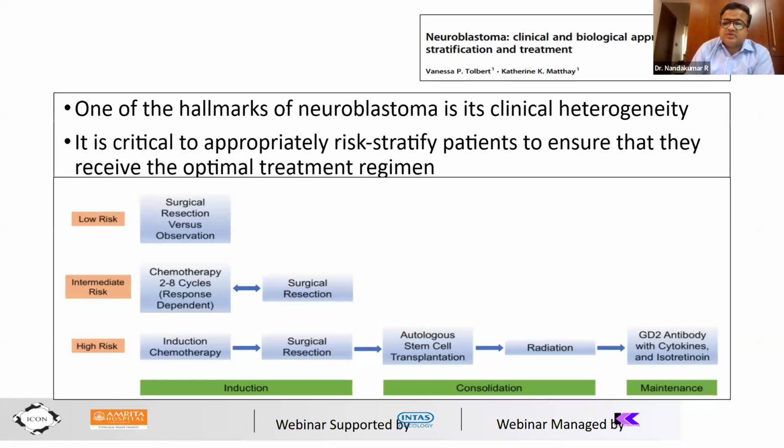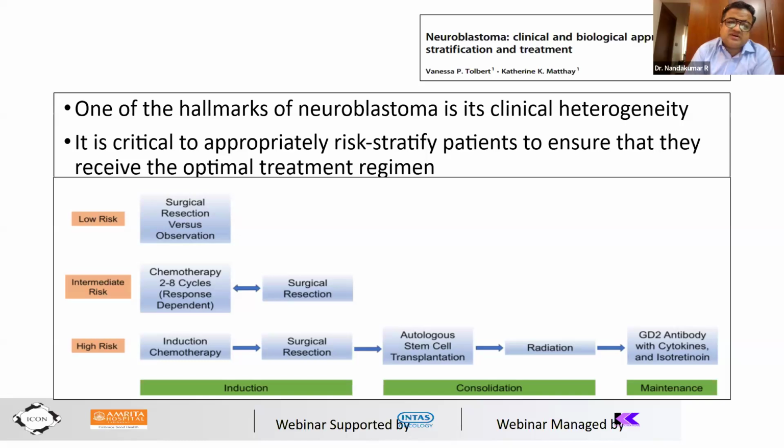So one of the hallmarks of neuroblastoma is the clinical heterogeneity. For example, compared with all the other diseases, when you risk stratify, we have a low risk, an intermediate risk, and a high risk. The low risk in neuroblastoma, in fact, can be spared from chemotherapy per se. You can straight away observe the child without the additive effects of chemotherapy.